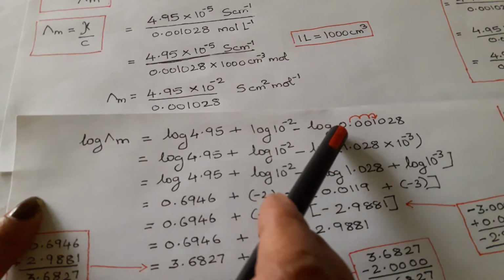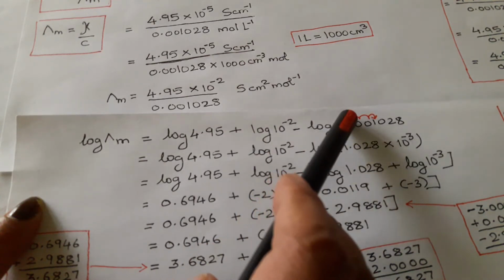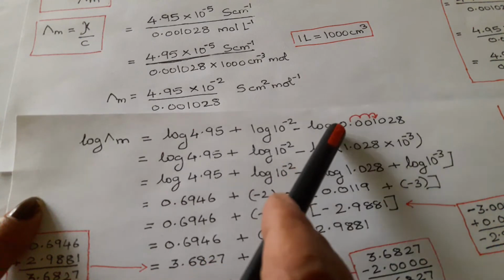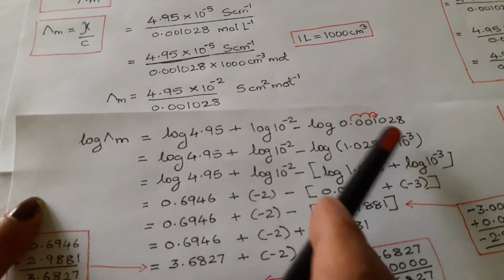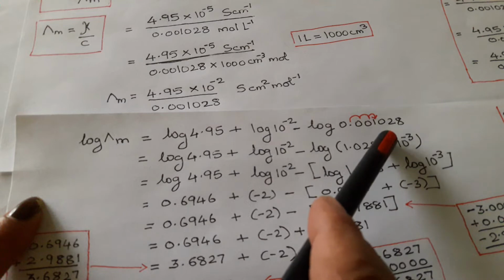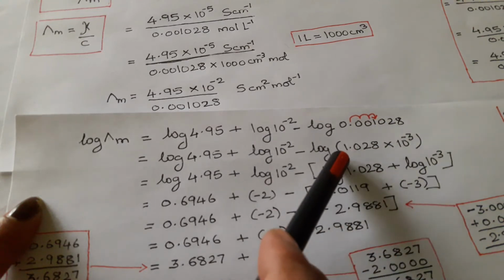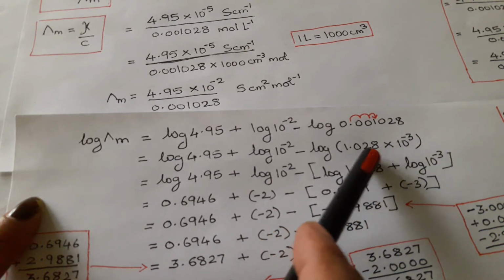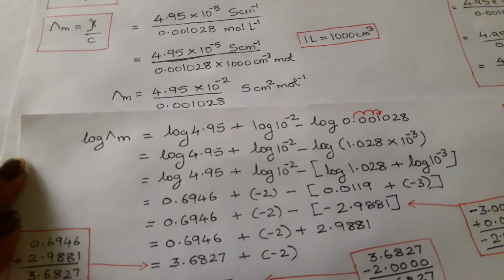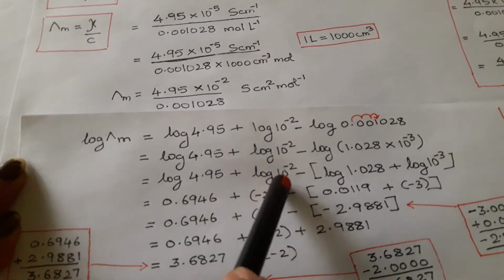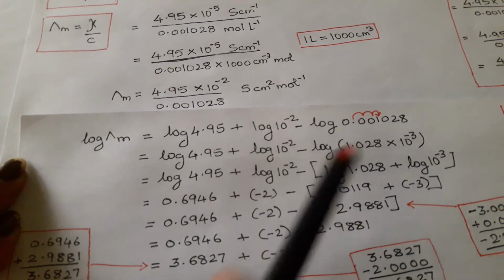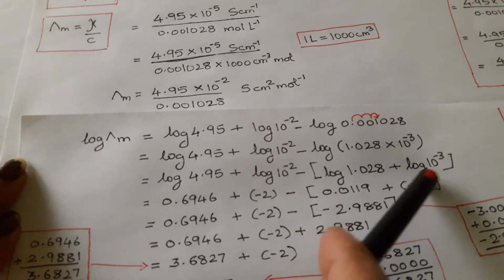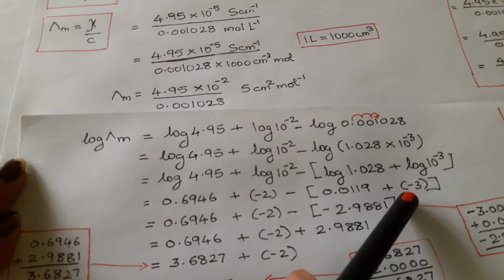Here we have to shift the decimal 1, 2, 3, that means 3 places to the right. Therefore, it becomes 10 raised to minus 3, and here it becomes 1.028. Log of 10 raised to minus 2 is minus 2. Similarly, log of 10 raised to minus 3 is minus 3.